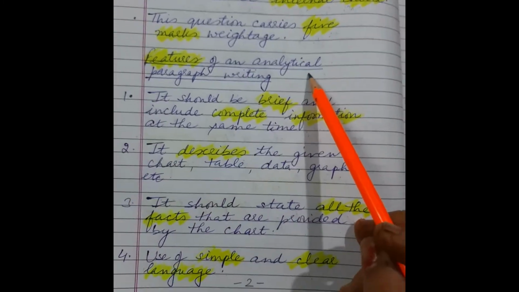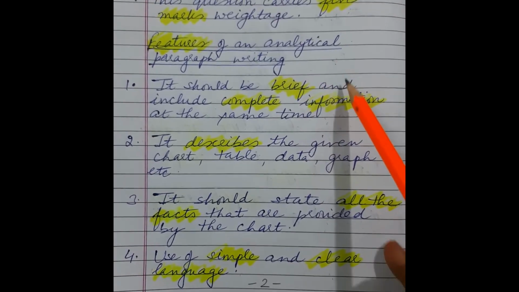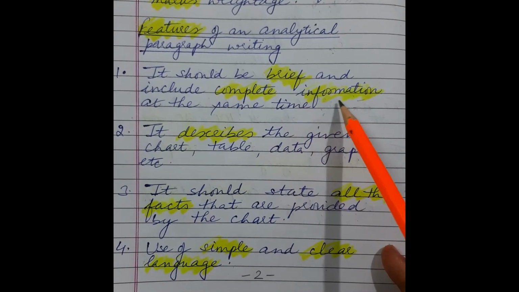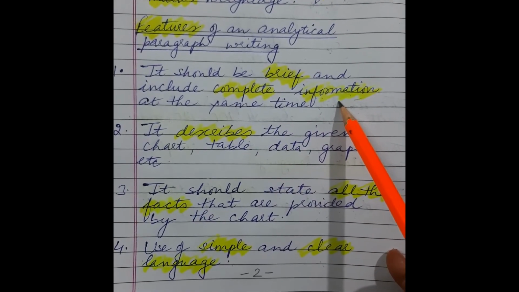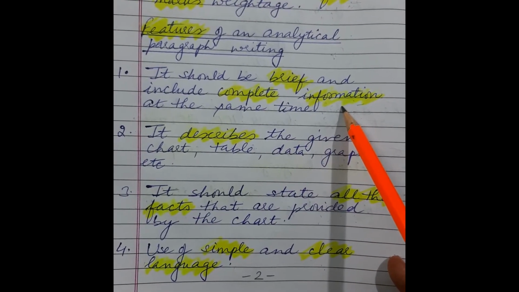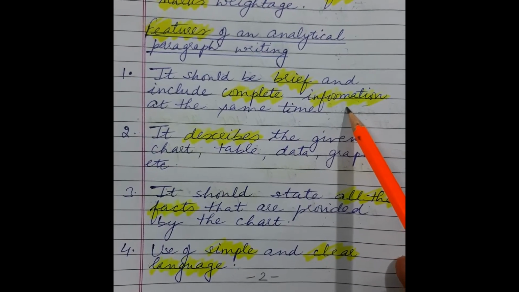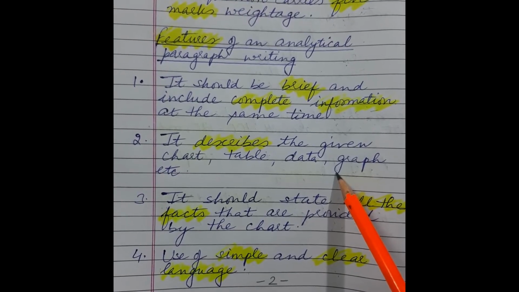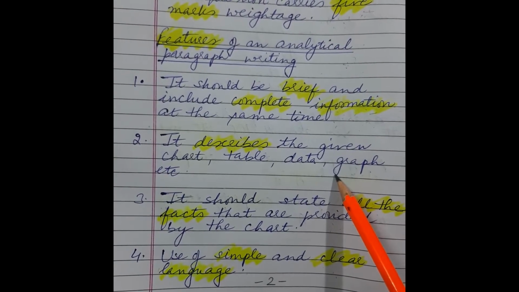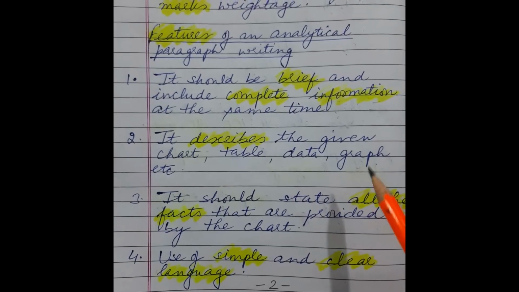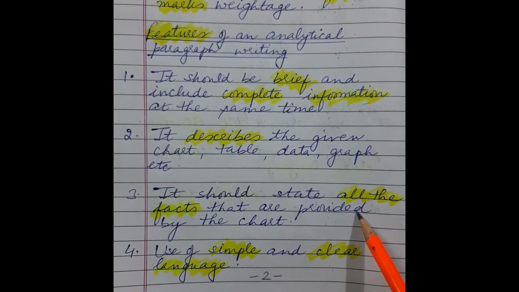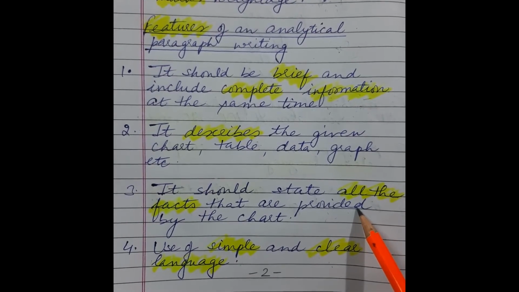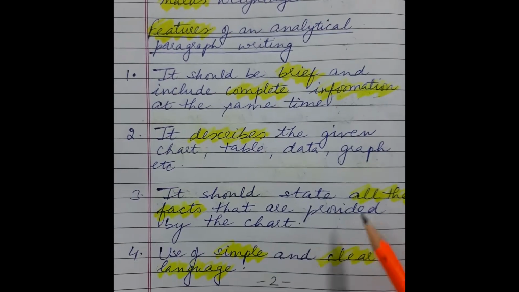Next, features of analytical paragraph writing. Analytical paragraph writing should be brief with complete information. And students, remember, this is not creative writing, so no story is required. Point number 2, it describes the given chart, table, data, graph, etc. You have to explain it. It should state all the facts that are provided by the chart. You have to explain all the facts given in the question paper.